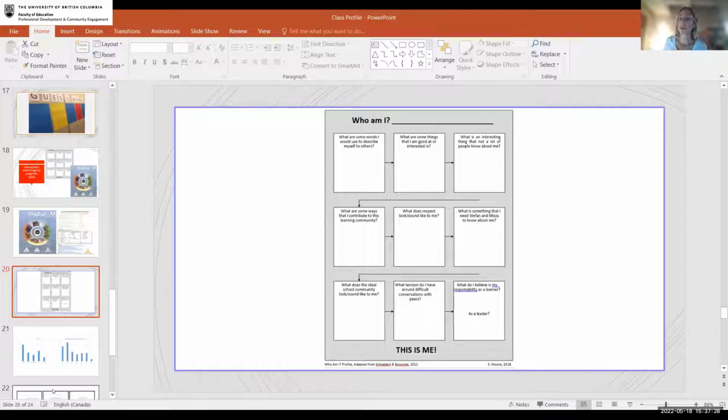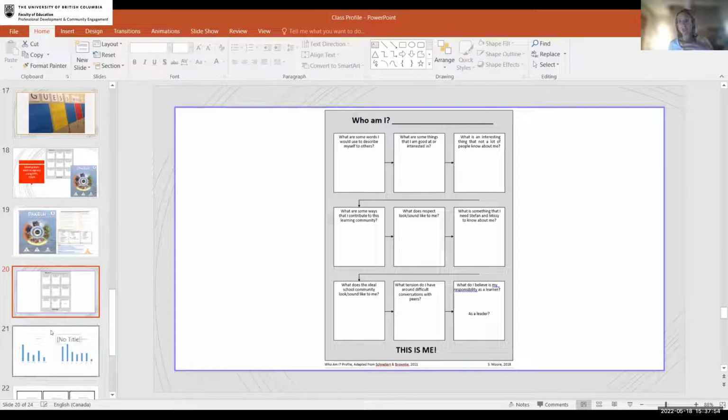What tension do I have around difficult conversations with peers? That was designed because it was based on truth and honesty, where one of the values is about telling the truth and living truthfully even when it's hard. We thought that's a difficult thing to do in schools, to have difficult conversations and sometimes disagree. And then, what do I believe is my responsibility as a learner and as a leader?